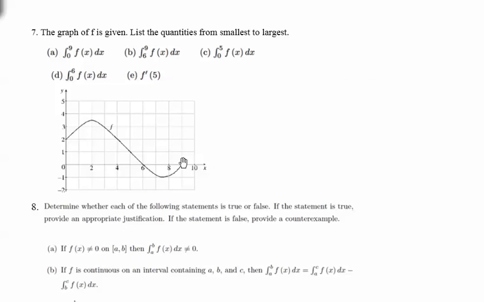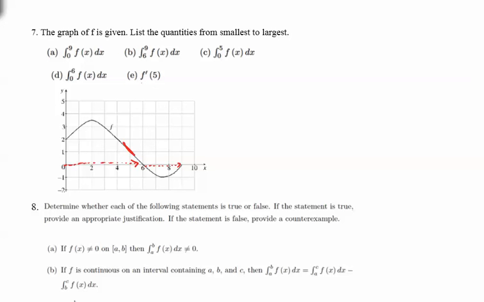All right, in number 7, evaluate the quantities from smallest to largest. You really don't even need to do close approximations, but you might convert these to numeric values if you wish. But you can see what's happening with the integral as we sweep across. From 1 through 6, we're accumulating more and more positive area. As we continue from 6 through 9, we would be losing more area. And the only other non-integral choice here is f prime of 5.